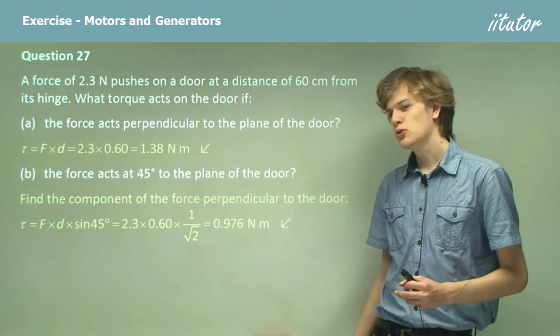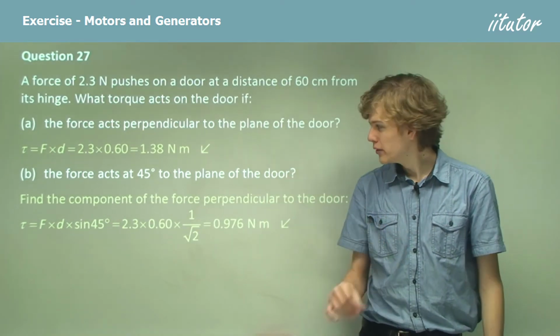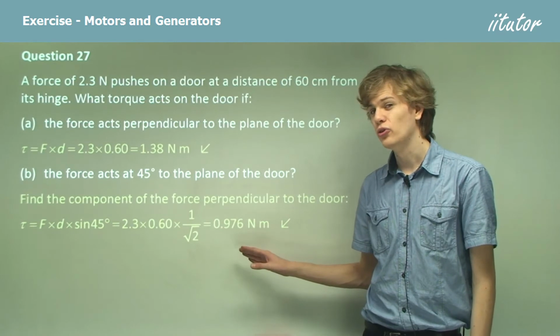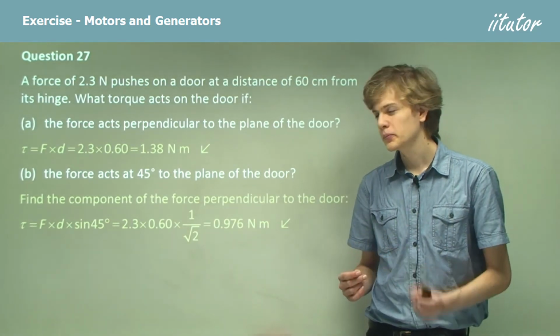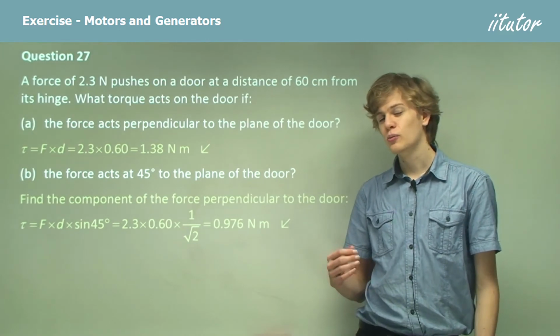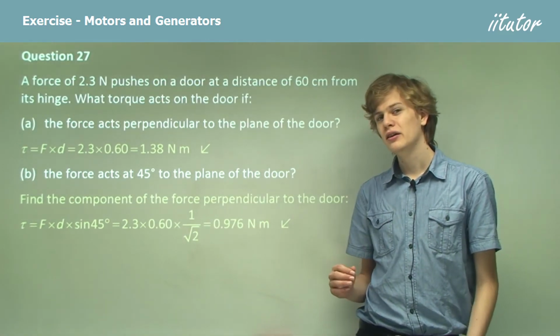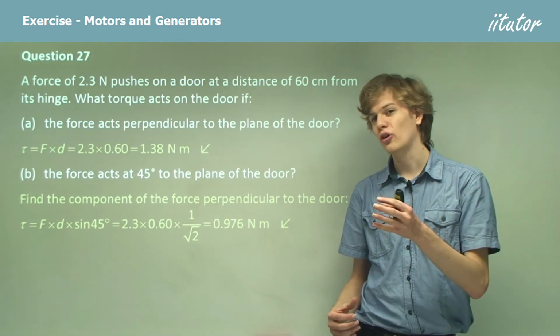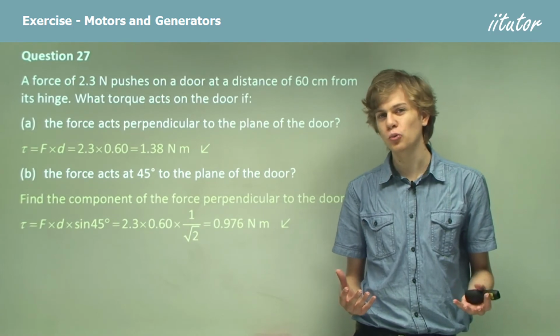So we can see that by pushing sort of diagonally on the door, instead of straight onto the door, we end up with less torque on the door. We don't have as much turning moment acting on it. In fact, if we were to push completely parallel to the door, we wouldn't get any torque, because we'd simply be pushing the edge of the door toward its hinges or away from its hinges, which wouldn't really get anywhere toward opening the door.